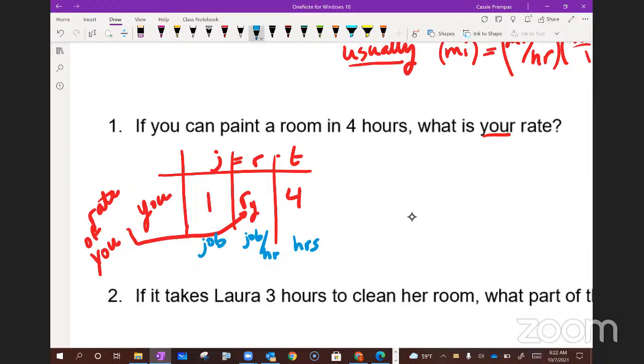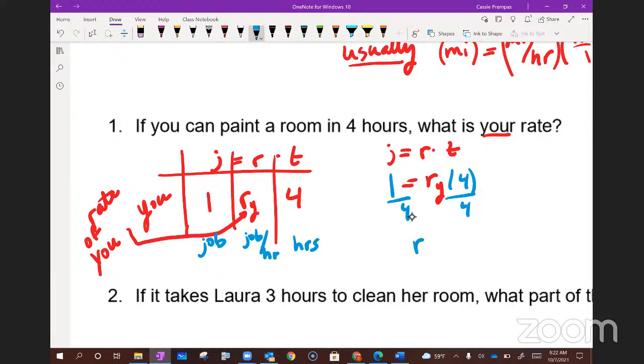Now, how could we solve for the rate? Well, if we know that the job is equal to the rate times the time, we know that your job, which is 1 room, is going to equal your rate, R sub Y, times 4. So then, to solve for rate, I would just divide by 4, and I'd find that your rate is equal to 1/4, and now I'd want to include my units, 1/4 of the job per hour.